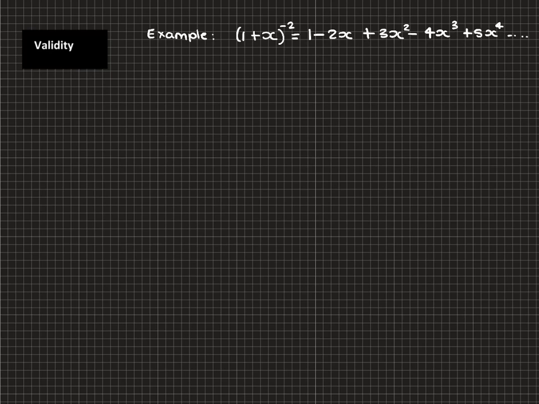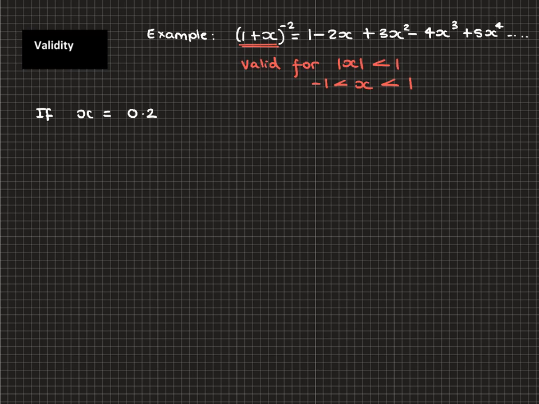Now, this was an easy one looking at the contents of the brackets here. This is simply valid for |x| < 1, or written out this way, x is a value between -1 and 1. Now, let's see what this actually means. So I'm going to choose a value of x. Let's say x is equal to 0.2. That satisfies the validity condition. You can see 0.2 lies between -1 and 1.